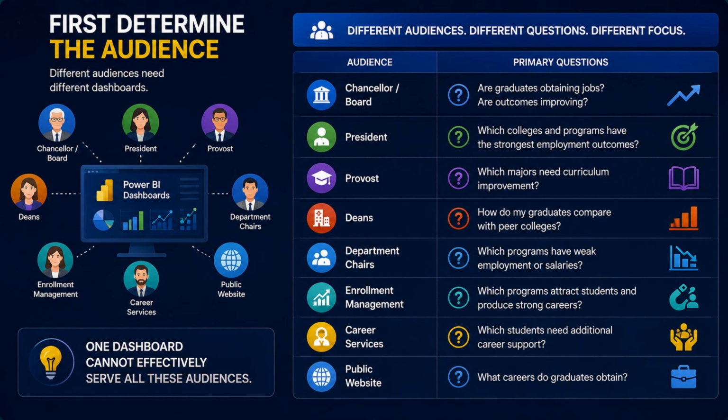A dean may ask, how does my college compare with its peers? Enrollment management may be interested in programs that both attract students and lead to strong outcomes. Career services may want to identify areas where students need additional support, and prospective students and families may simply want to know what happens to graduates from this program. That's why we would not try to squeeze everything into one enormous dashboard. One dashboard cannot effectively serve every audience. Instead, we recommend building a multi-page executive analytics application. Now, let's look at what that application could contain.